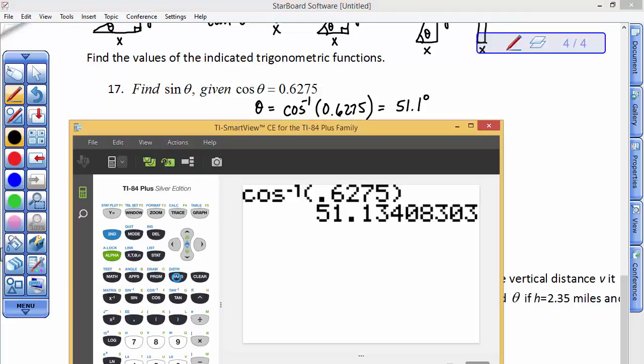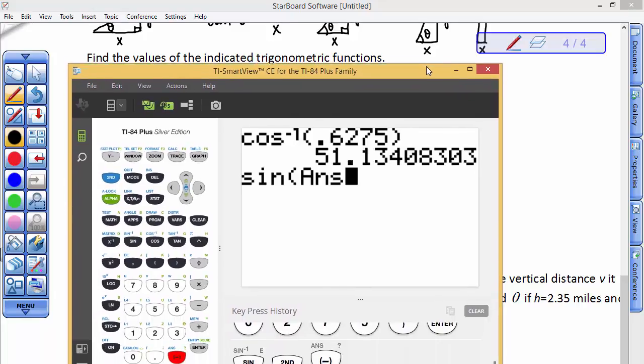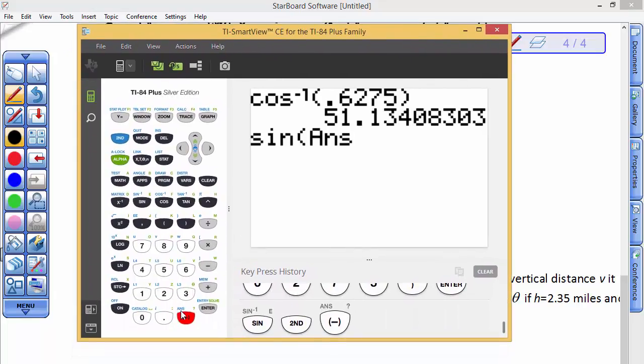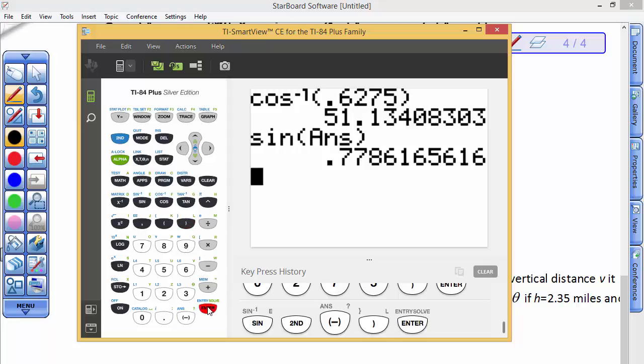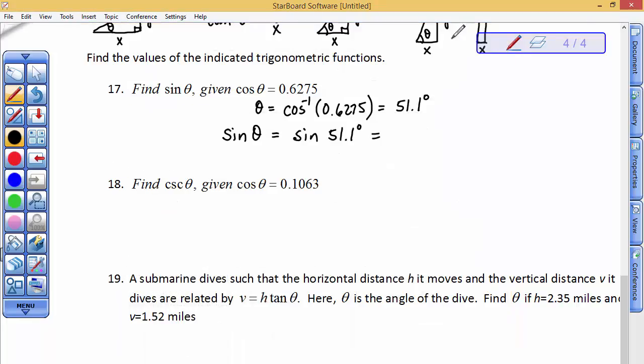So I'm just going to hit the sine button and go second answer. I'm going to move my calculator up. You can't see this. The answer button is right here above this negative sign. I use it frequently. So I went second, and then, because this is in blue, that's why I went second, and then answer, to pull up the 51.1340830 degrees, then it will give me the sine of that full angle. And I get 0.779. So the answer to this problem is 0.779. I'm just asking you to practice using your calculator.